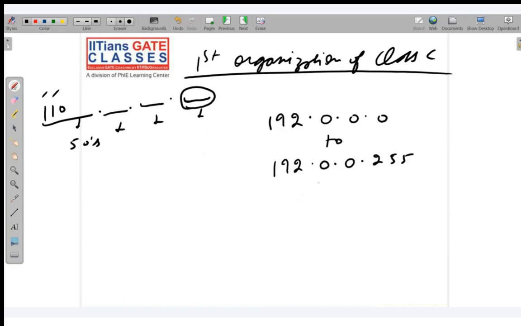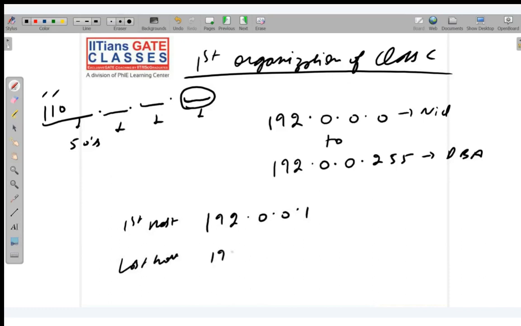Okay. So this is the net ID, and this is the DBA. First computer or first host: 192.0.0.1. And the last host: 192.0.0.254. Any doubt? No, sir. Okay. Now take a snapshot. Done, sir.